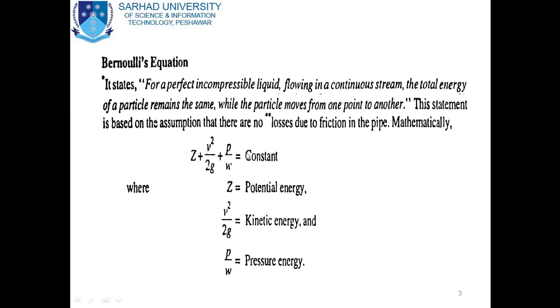That is, the sum of all energies is equal to constant at every point when the particle moves from one point to another. Here Z is the potential energy, V squared divided by 2G is the kinetic energy, and P divided by omega is the pressure energy.